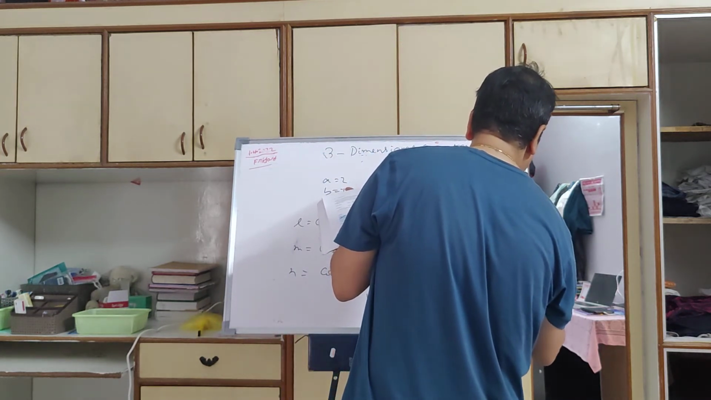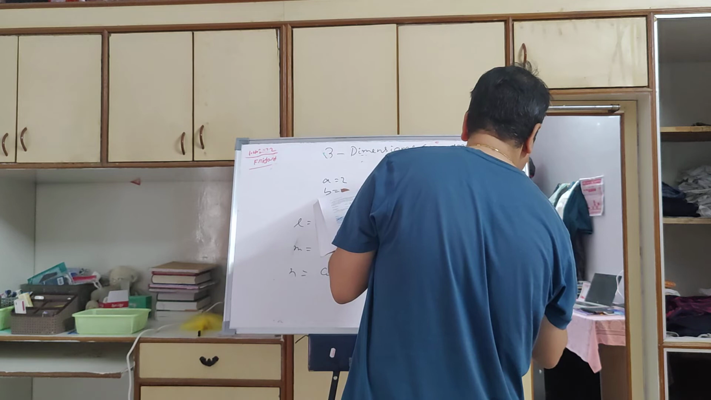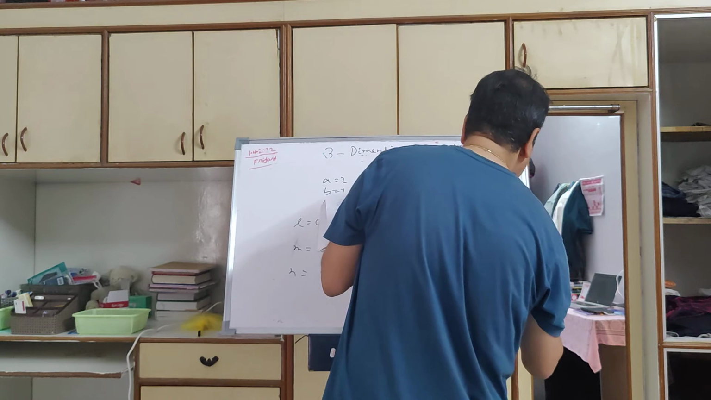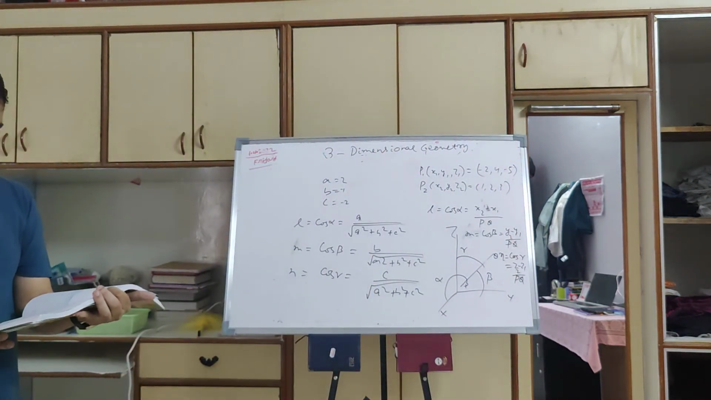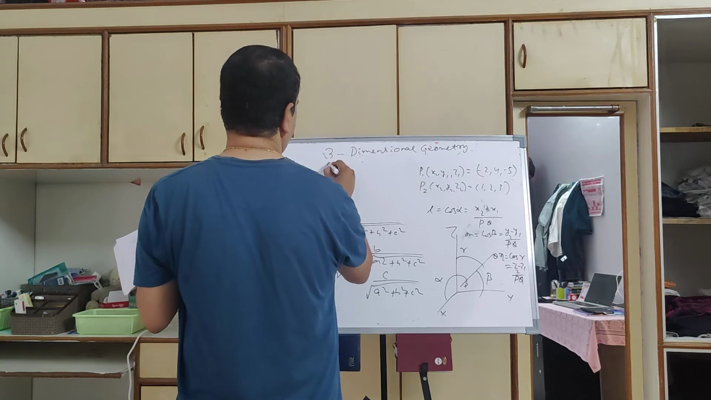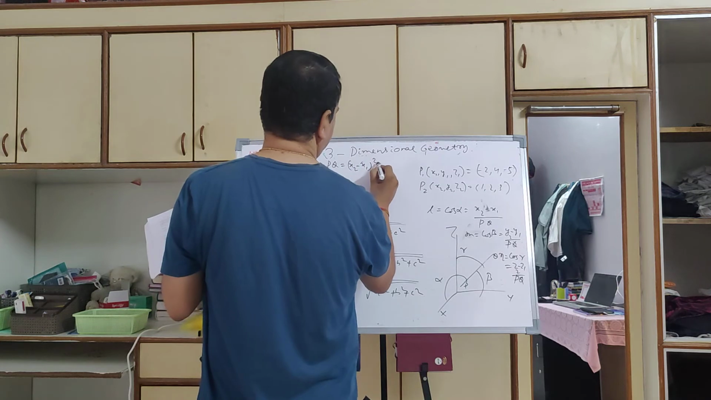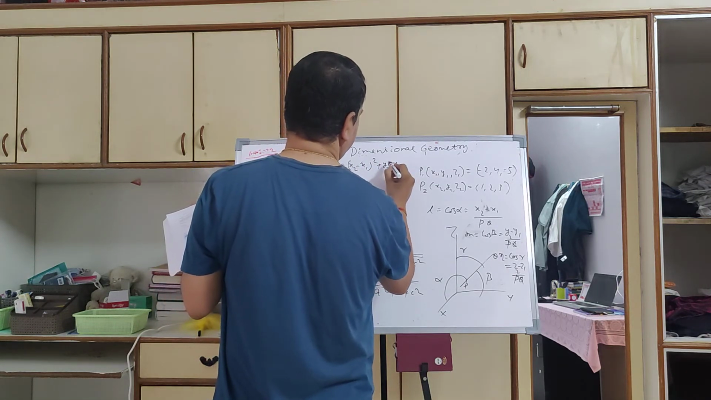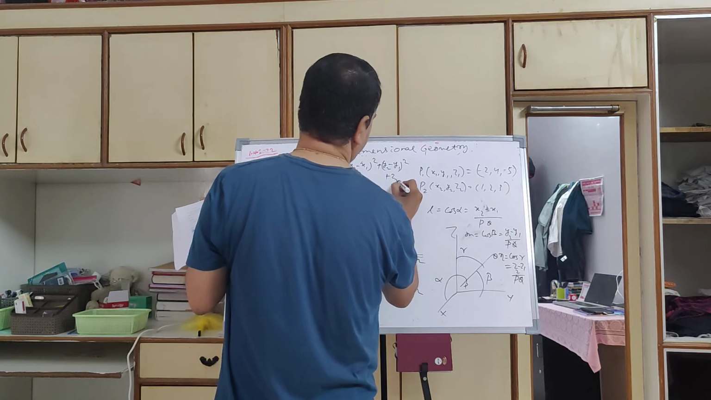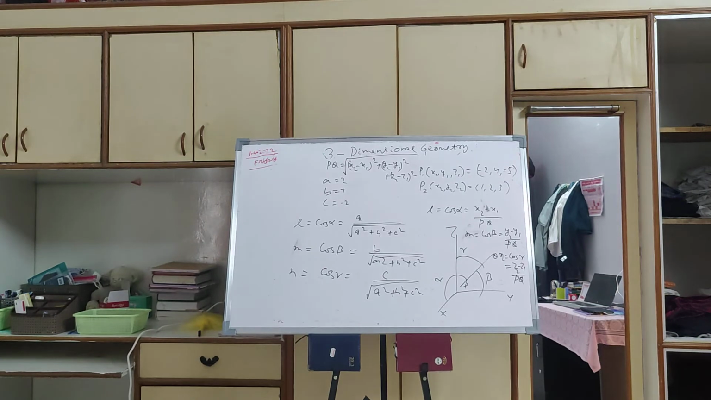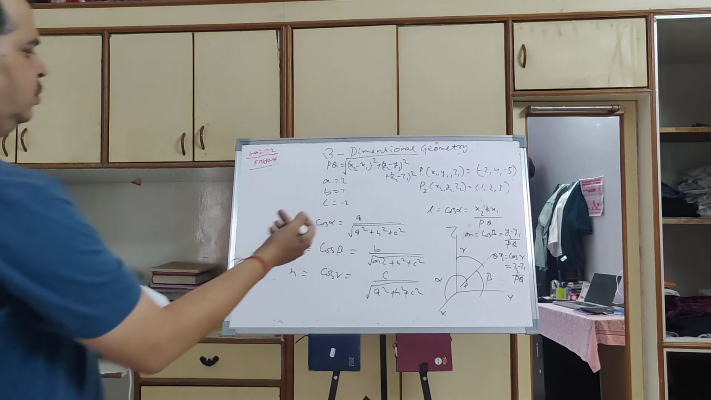Then N is equal to cos gamma, which is equal to (z2 minus z1) by PQ. So these are my direction cosines. So what is PQ? We have already known PQ: it is the square root of (x2 minus x1) whole square plus (y2 minus y1) whole square plus (z2 minus z1) whole square. In the previous topic also we have done this, so it is almost similar to what we have done in vector.